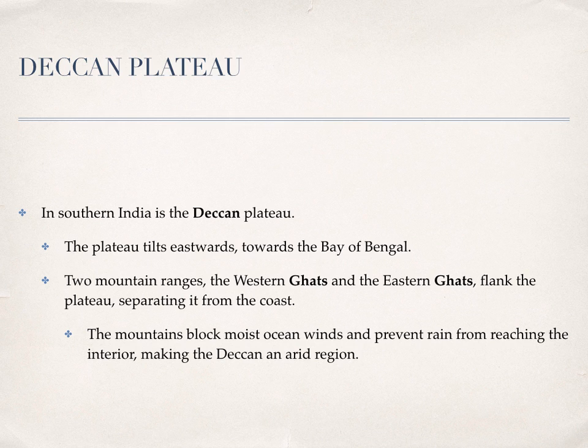Also, the mountains, especially on the western side, just like the mountains behind Los Angeles, California, block moist ocean winds, and they prevent rain from reaching the interior, the Deccan Plateau. So the Deccan Plateau is kind of an arid region, dry.